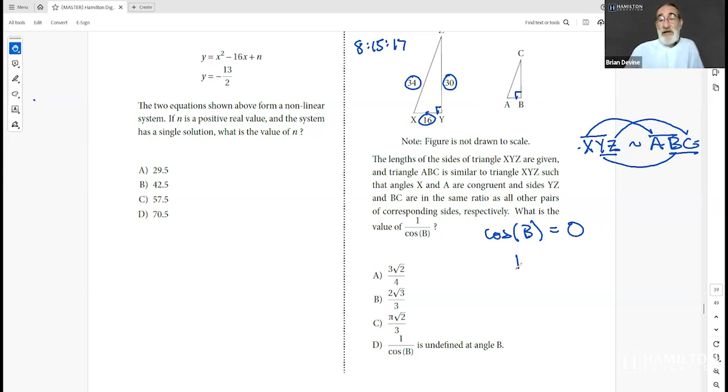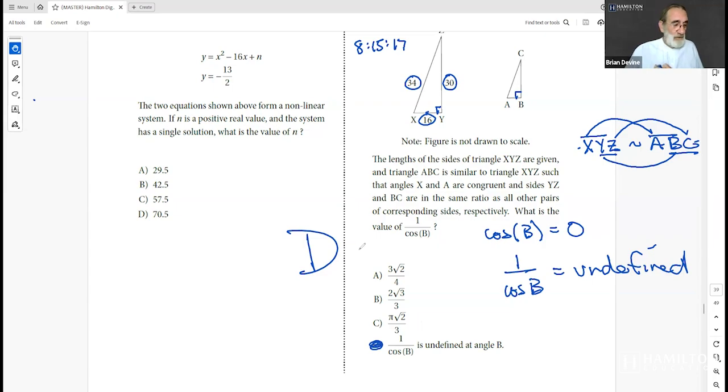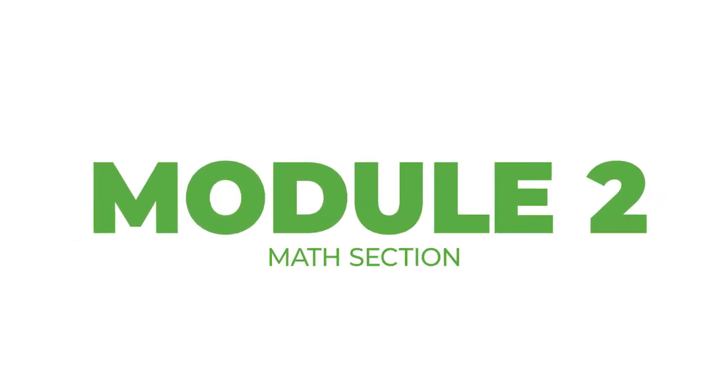And we want to know what is then 1 over cosine B. Well, that's going to be undefined because 1 over 0 is undefined. So D is the correct answer. Tricky.